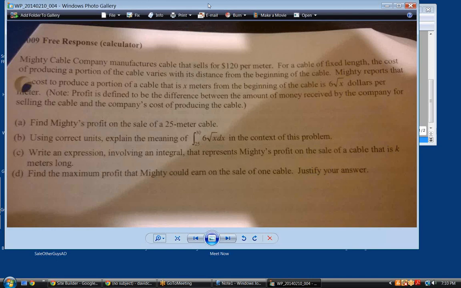Chatfield definitely has challenging calculus courses. I've tutored a number of calculus students from Chatfield, and they always bring the hardest problems for sure.